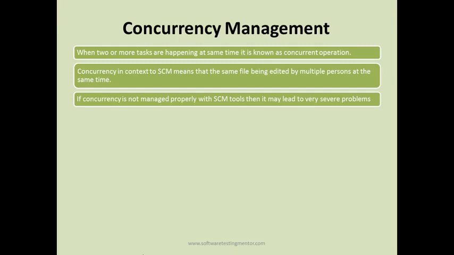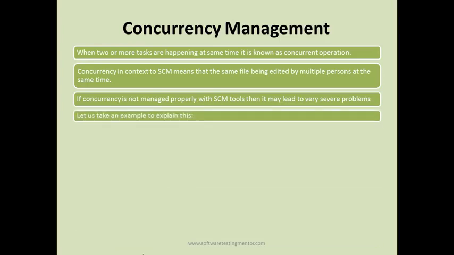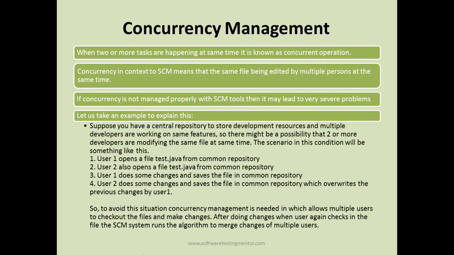How it can lead to severe problems, we'll discuss in a bit. So let's take an example to explain how severe problems may arise if concurrency management is not handled properly. So suppose you have a central repository to store development resources and multiple developers are working on the same features.